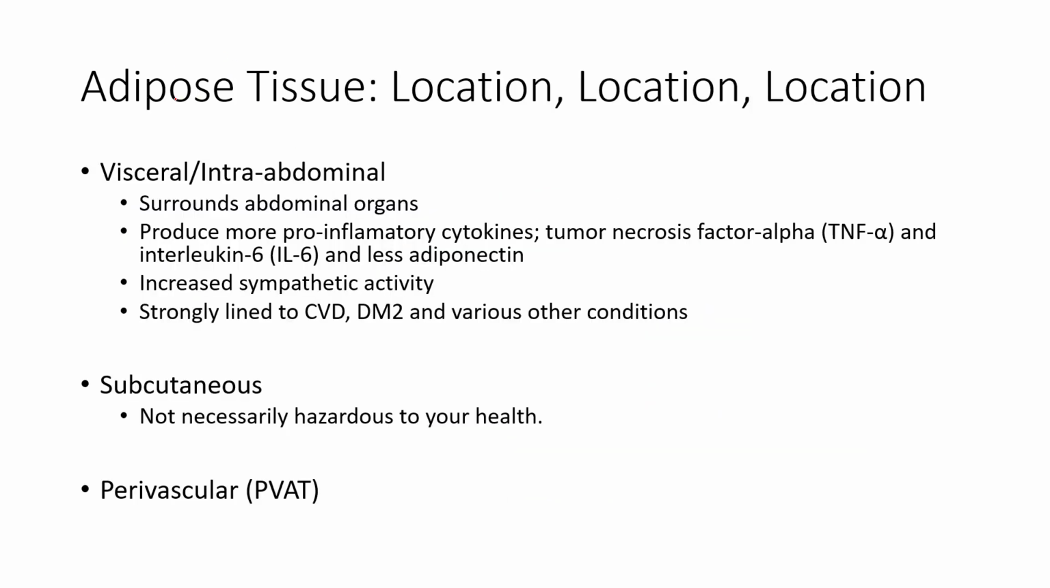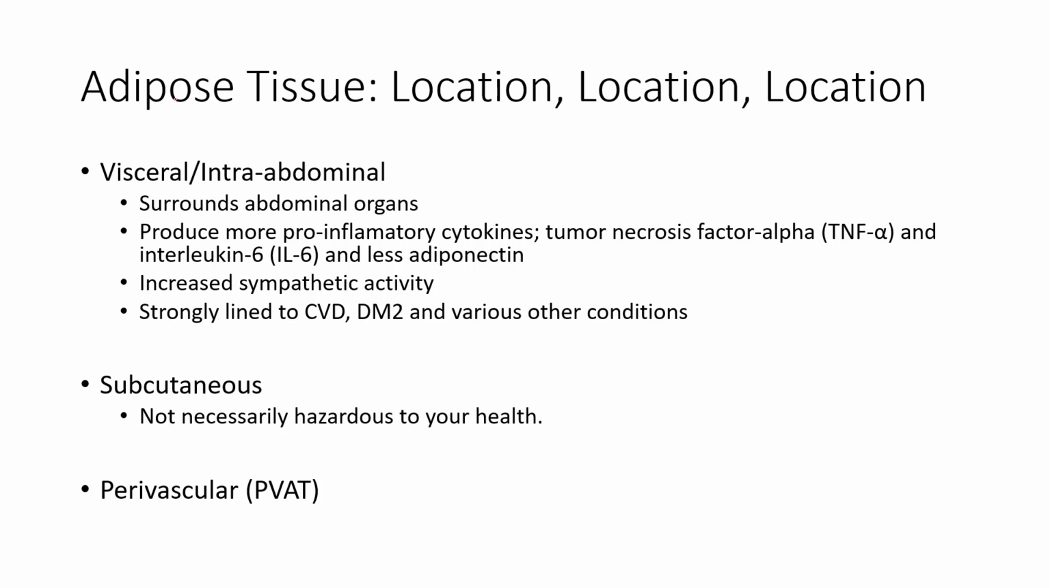Now, in terms of adipose tissue, not only does the type matter, the location matters. So when we're thinking of obesity and a lot of the pathological changes that occur with it, we're primarily talking about visceral or intra-abdominal adipose tissue, and specifically white adipose tissue. This is the adipose tissue that surrounds our abdominal organs, which you might remember from anatomy, if you saw that white fat tissue.